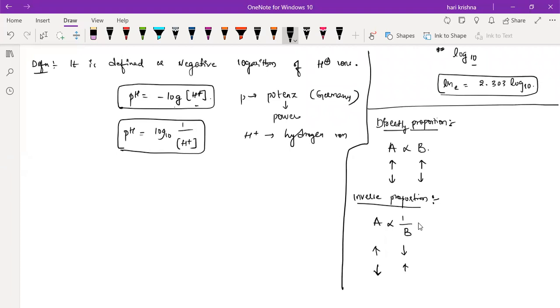Is it clear or not? Fine. Understood or not? Now tell me, is pH directly proportional or inversely proportional here?